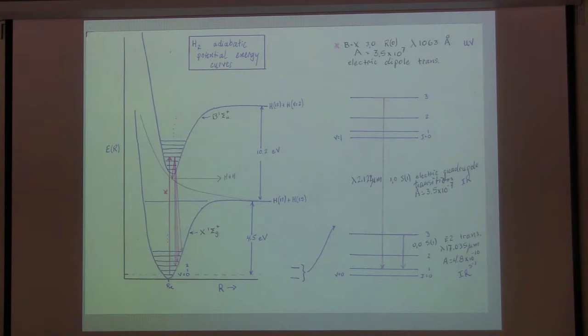Now, by laboratory standards, those are very slow rates, of course. But in the interstellar medium, in fact, these are fast enough that typically a hydrogen molecule in a low-density diffuse molecular cloud has plenty of time to radiate several steps in these very slow transitions and get itself back down, at least to the ground vibrational state.